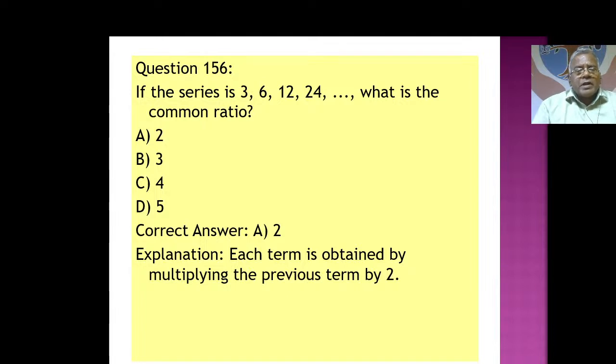So, what is the common ratio? The same number is multiplied, then the series comes. So, that is the common ratio, 2. Each term is obtained by multiplying the previous term by 2. Okay, 2 is the common ratio.